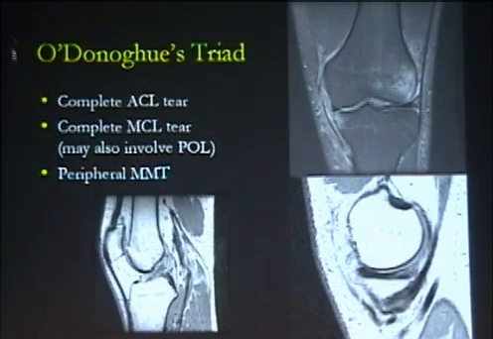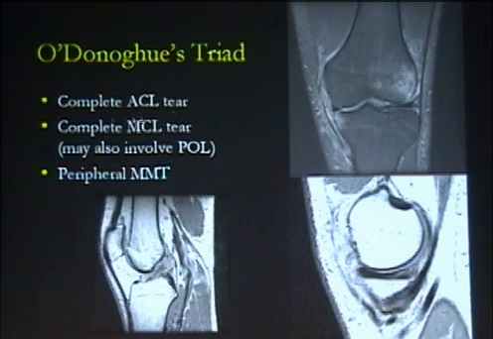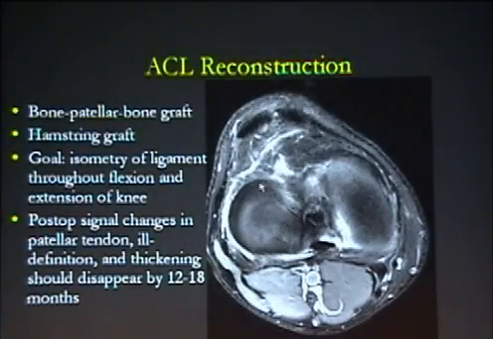Okay, so here you can see the ACL tear and the associated meniscal tear. O'Donoghue's triad refers to the three entities of a complete ACL tear, a complete MCL tear, and a peripheral tear of the medial meniscus. And here's an example. Here we have our complete ACL tear, the peripheral medial meniscal tear, and the MCL tear. So that is O'Donoghue's triad, if you've heard people refer to that.